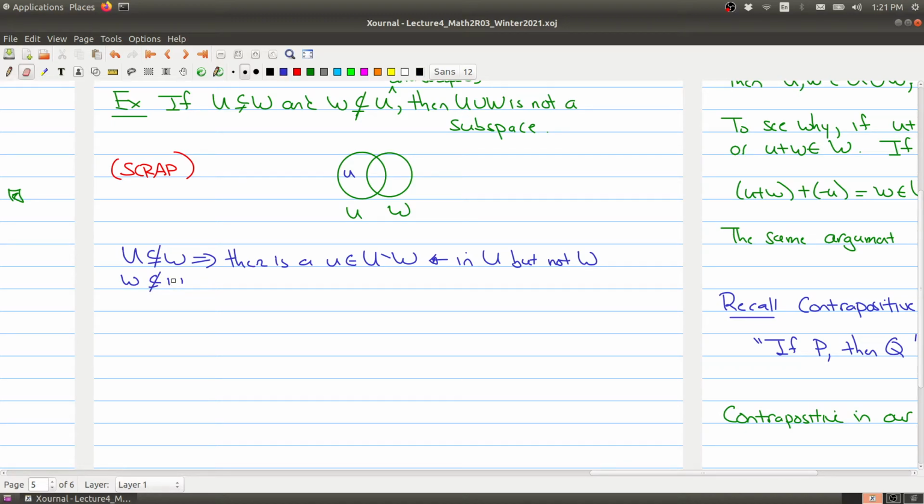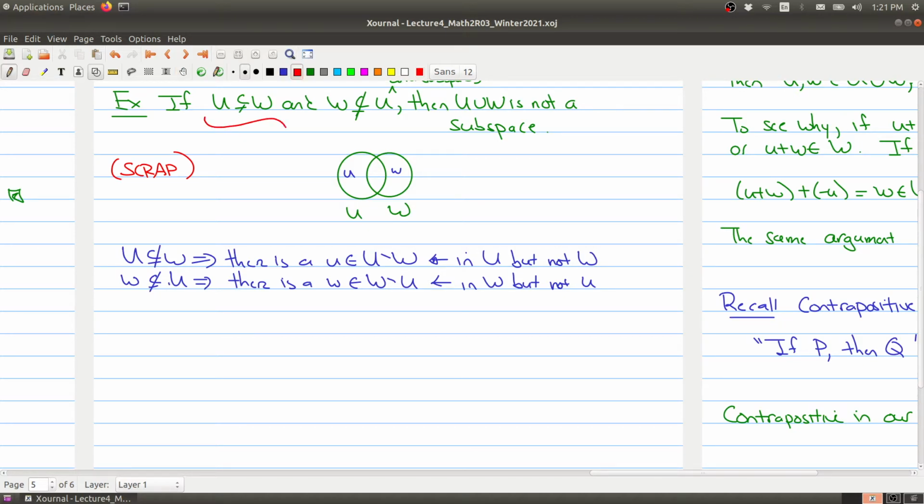W is not contained inside of U. So kind of the same argument. There is W in W minus U, so in W but not U. So that means that there's a little guy W over here. Okay, not entirely sure what to do with this, but that's just kind of rewriting the P part.